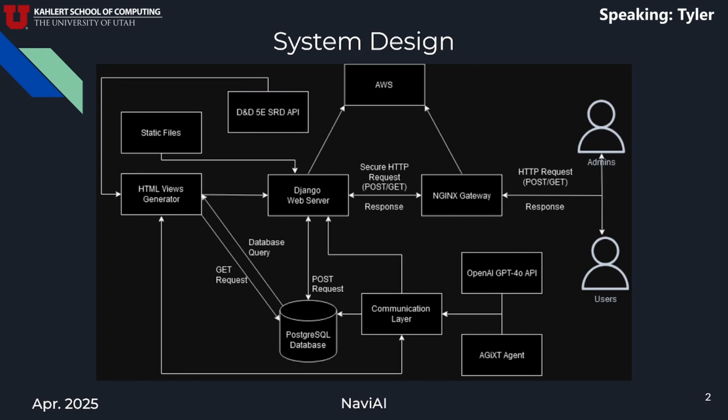All of this is sent to three things. One, the PostgreSQL database to store the responses for user chat history, two, the Django web server to handle it in the view backend, and then three, the actual HTML views to display it on the front end. From here, we use a couple other things. One of these things is a D&D API, which provides all the D&D information that is publicly available. And then we use an Nginx gateway to serve static files, which is all sent out to an AWS EC2 instance to deploy our application.